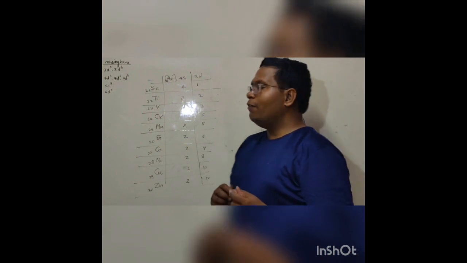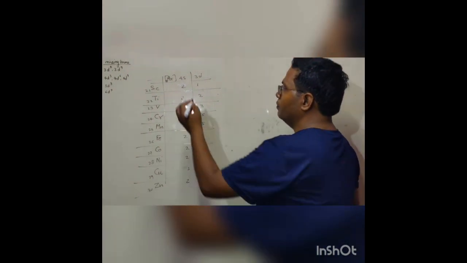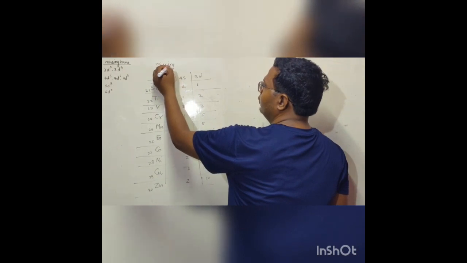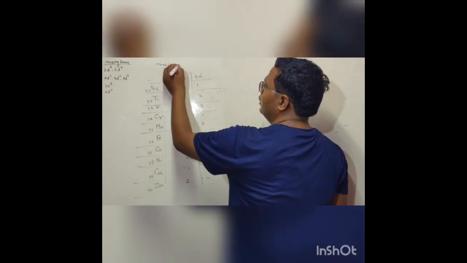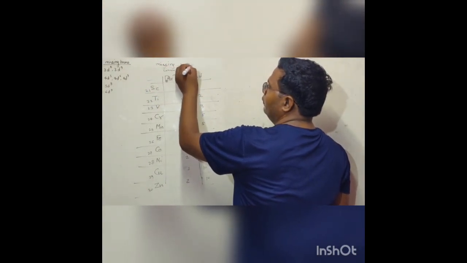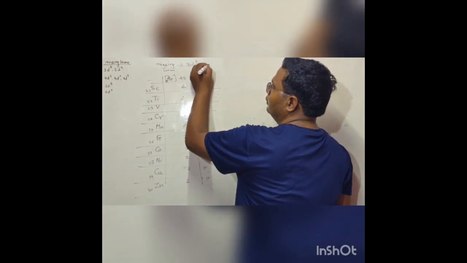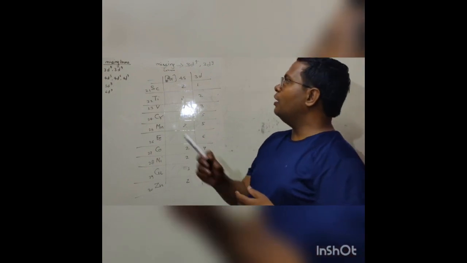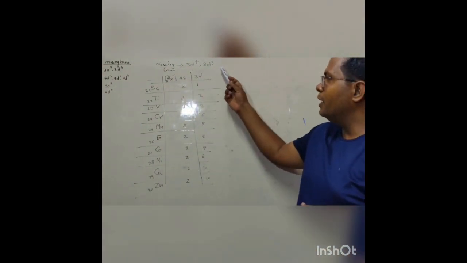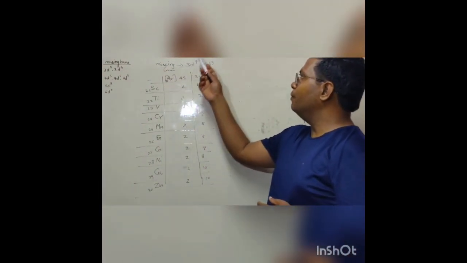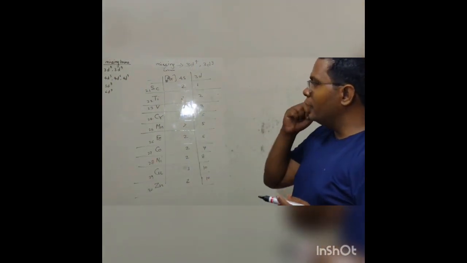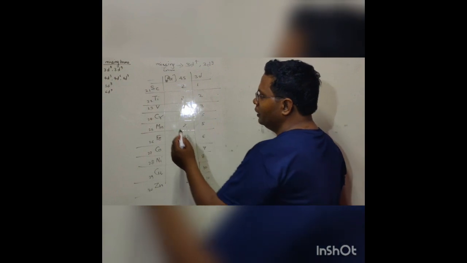In this way, if we remember the missing terms in this series, which are 3d4 and 3d9, these are the missing terms. If you remember these missing terms, definitely you will get success in making electronic configuration of 3d series. The 2 electronic configurations are very important.